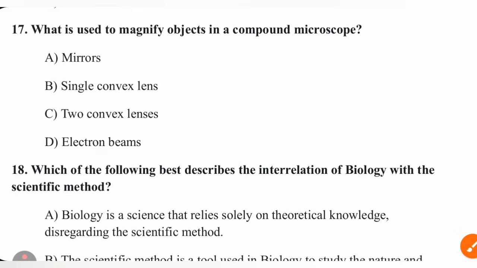17. What is used to magnify objects in a compound microscope? A. Mirrors. B. Single convex lens. C. Two convex lenses. D. Electron beams.